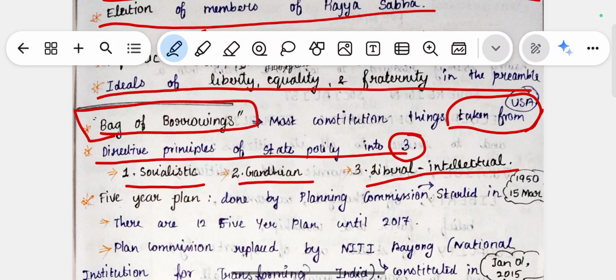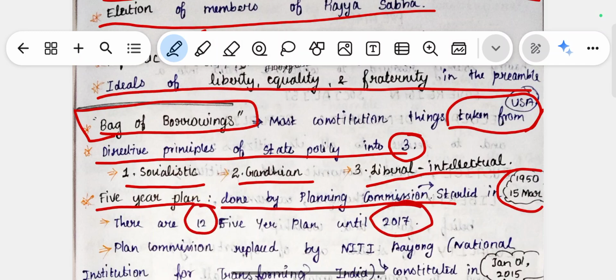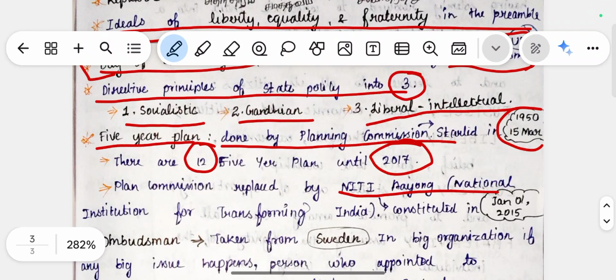The next one is the 5-year plan, which was done by the Planning Commission, started on 15th March 1950. What is its purpose? They created a 5-year plan to achieve some targets. As of now, a total of 12 five-year plans happened until 2017. After 2017, the Planning Commission was replaced by Niti Aayog, the National Institution for Transforming India, which does the work done by the Planning Commission.